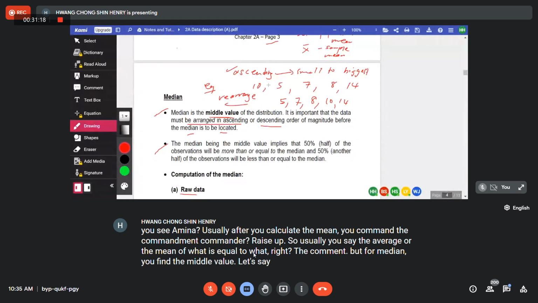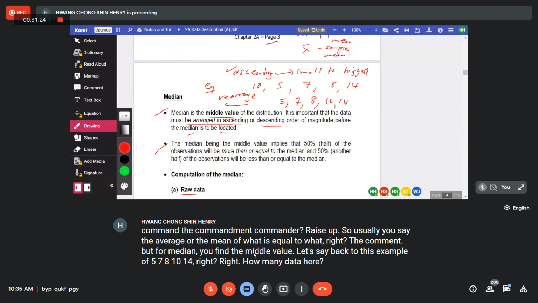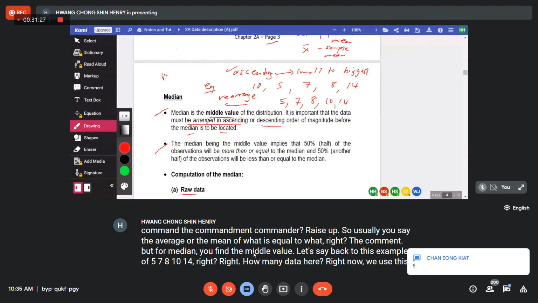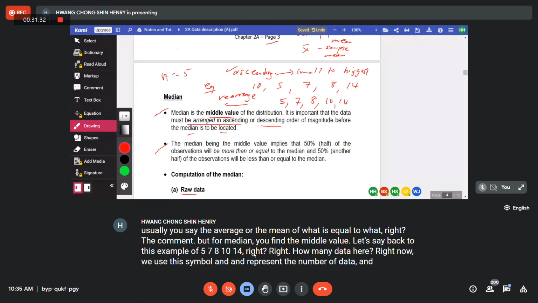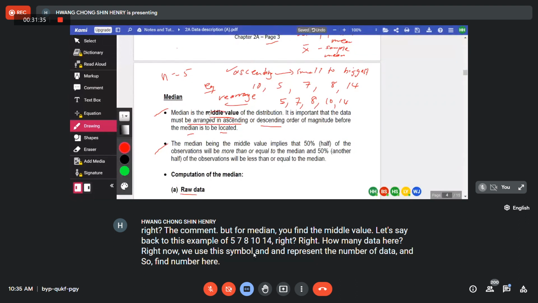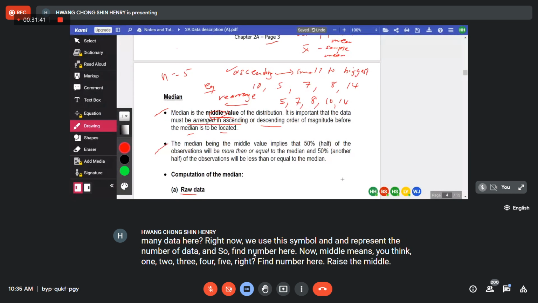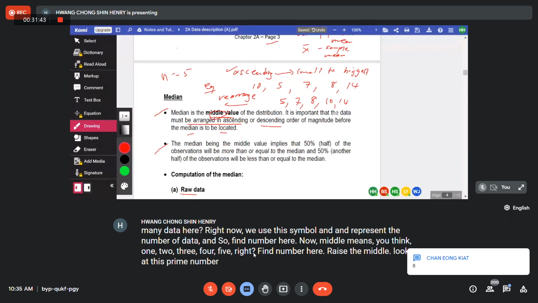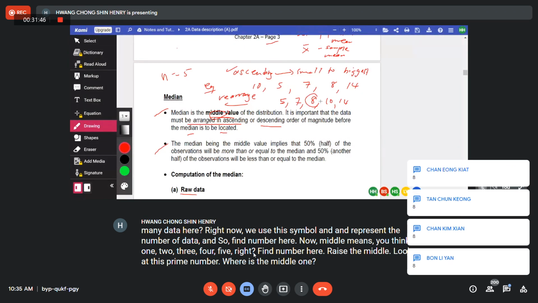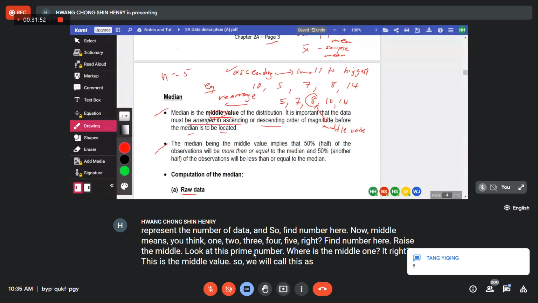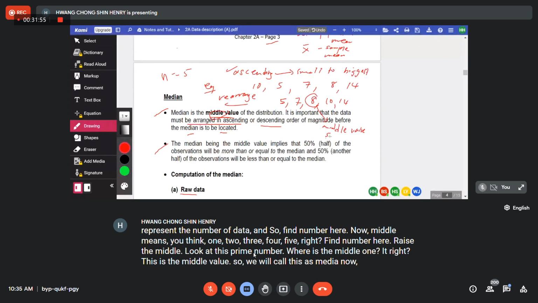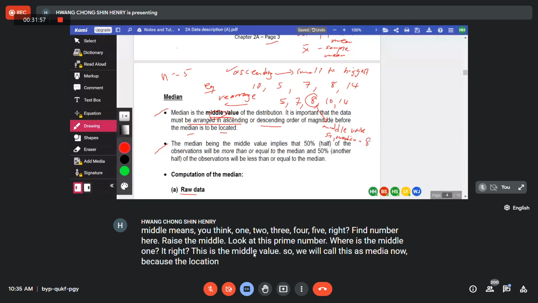Let's go back to this example, 5, 7, 8, 10, 14. Now how many data are here? 5, right? Now we use this symbol n. N represents the number of data. So 5 numbers here. Now middle value means you take 1, 2, 3, 4, 5. Where is the middle? You look at these 5 numbers. Where is the middle one? 8, right? This is the middle value. So we will call this the median now, because the location is the middle.